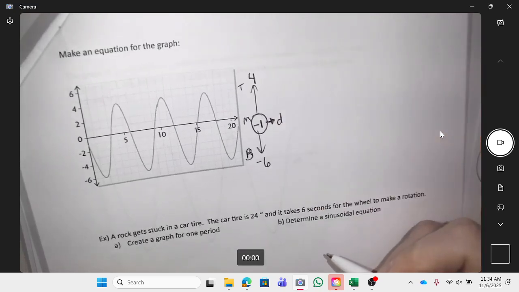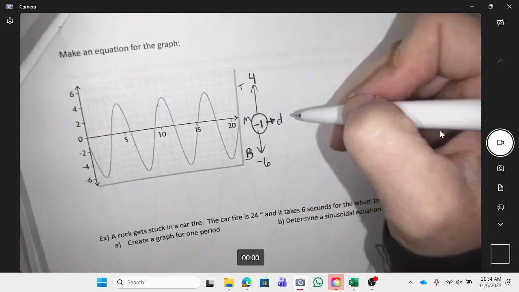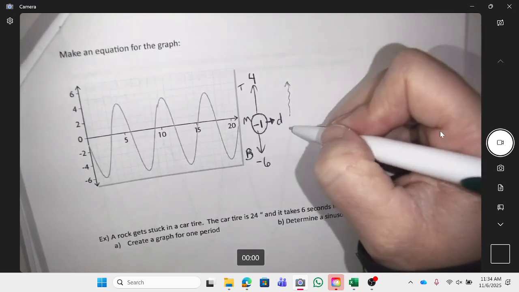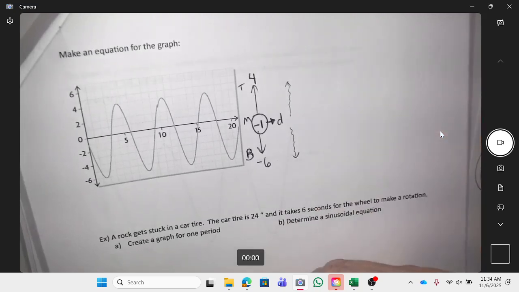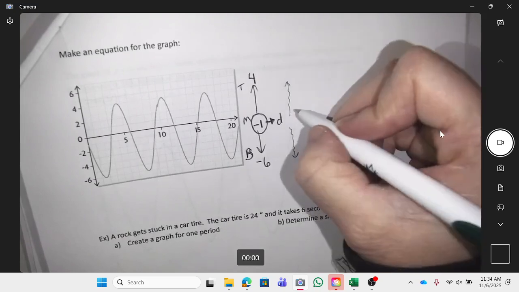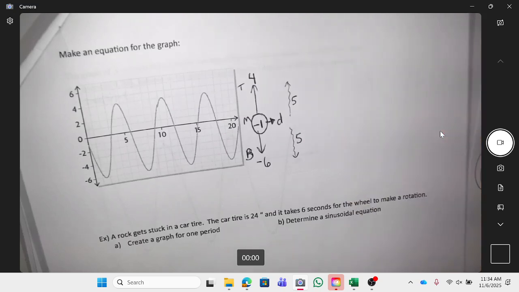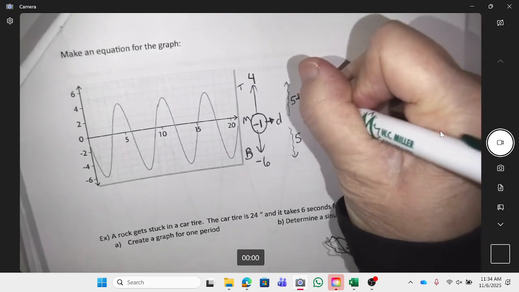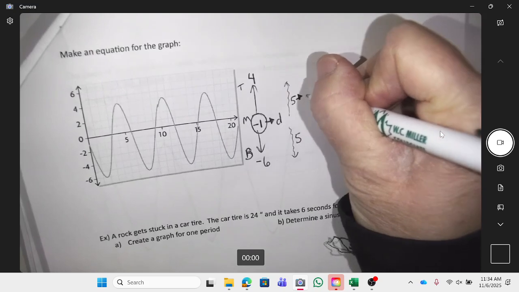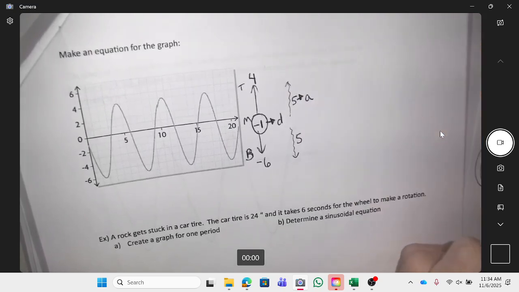So that's going to be my D. So how much am I fluctuating above and below that number? 5 above it or below it, which is telling me my A stretch. That's how much I'm stretching above it or below it.